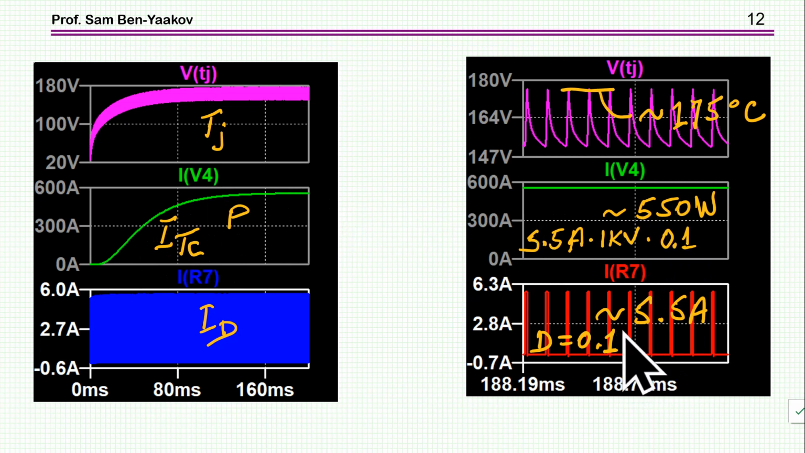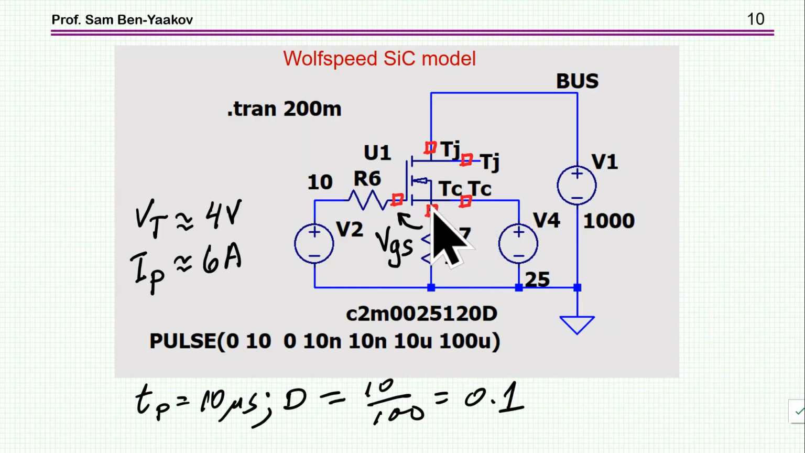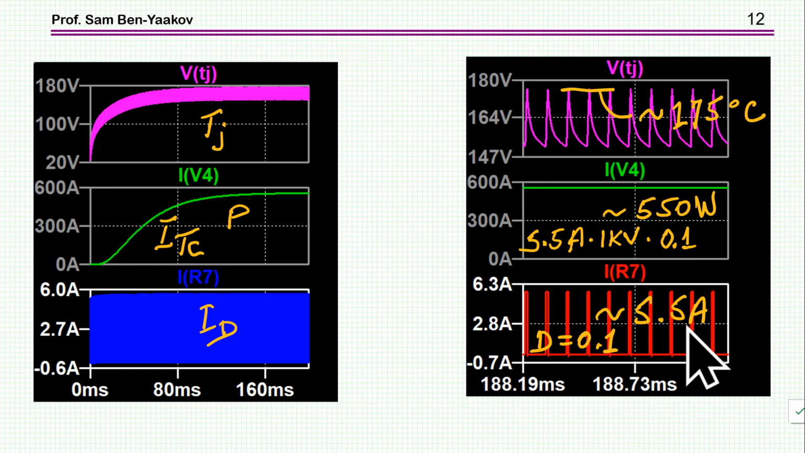Now the current, I've measured it to be 5.5 amp, the current here. This is the current that passes through I4. So this is 5.5. Now we can do a sort of sanity check here. The voltage is 1000 volt. The current is 5.5. The duty cycle is 0.1. So the average power is 550 watts. This is what I see here, 550 watts. So everything seems to be okay in terms of the inner parameters of this model.